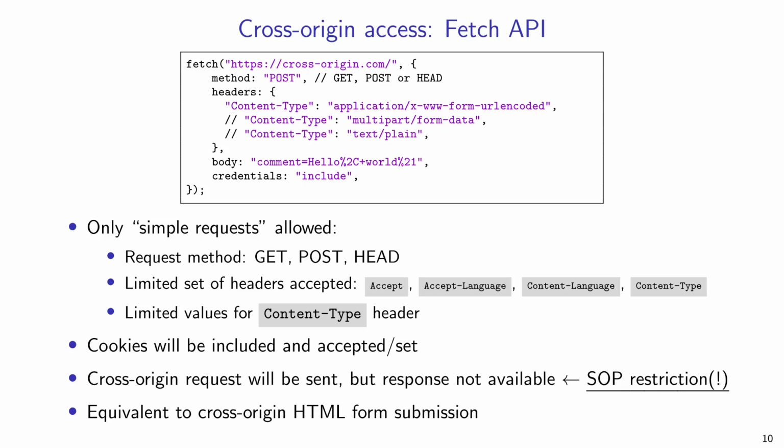Alright, but at this point you may realize that there might be use cases where reading cross-origin responses would be useful. For example, if we want other websites to access resources hosted on our website. And this is where cross-origin resource sharing, or CORS, comes in. So the CORS method can be used to allow cross-origin reads.